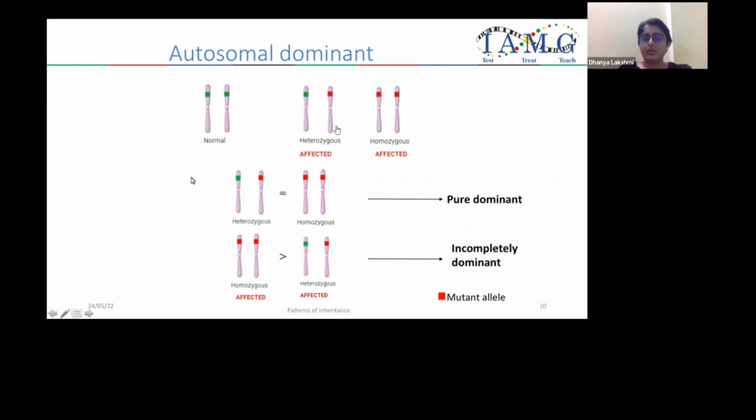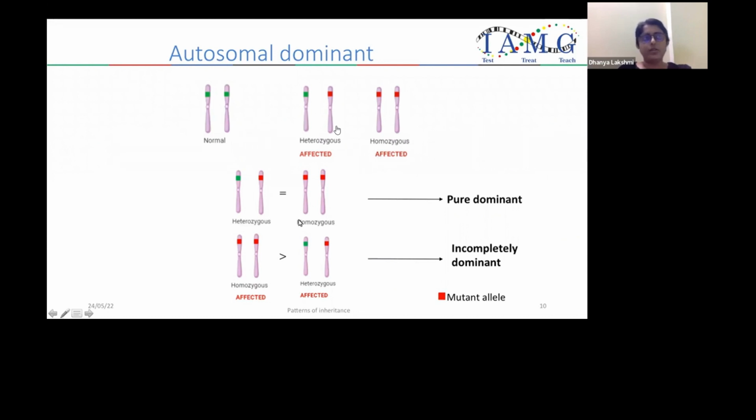So coming to the first pattern of inheritance, which is autosomal dominant inheritance. Here the variant or the mutant will be on an autosome, so that is why the term autosomal. And dominant means that in both heterozygous as well as homozygous states, the phenotypic features are manifested.